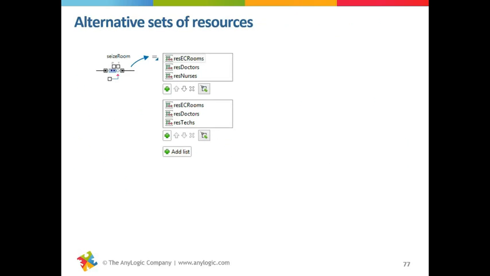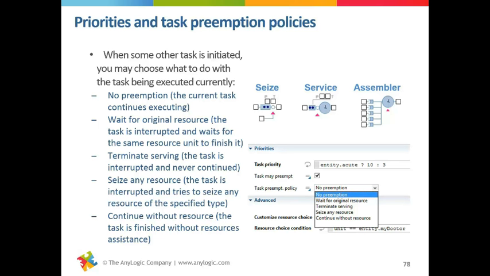You can also define alternative resource sets, which may be selected when your preferred resource set is not available. You can decide on a number of task preemption policies when a resource becomes unavailable. Choose from no preemption, wait for the original resource, terminate service, seize any resource, or continue without the resource.